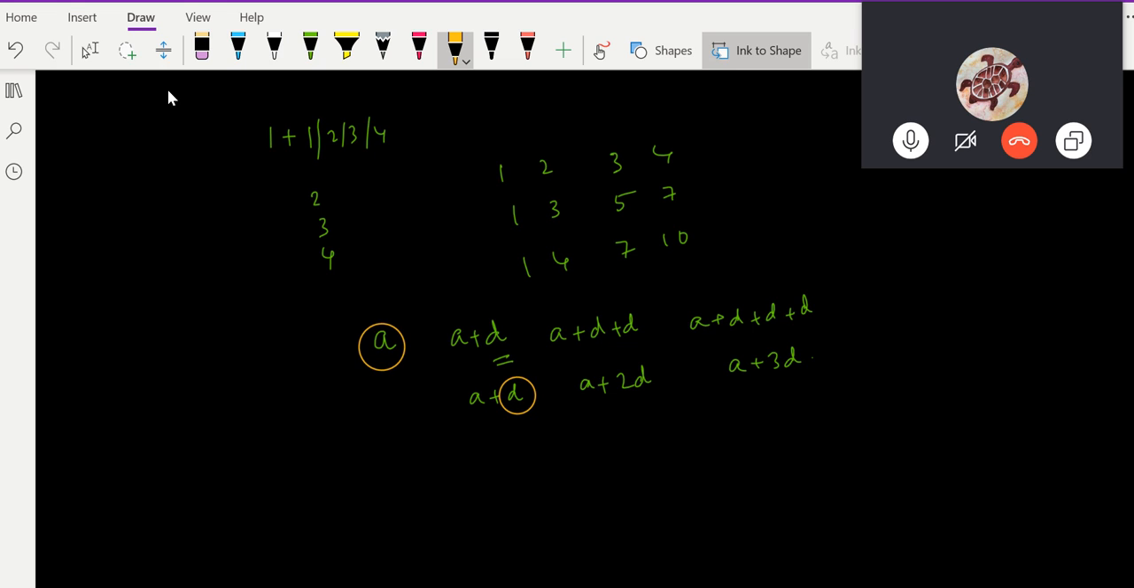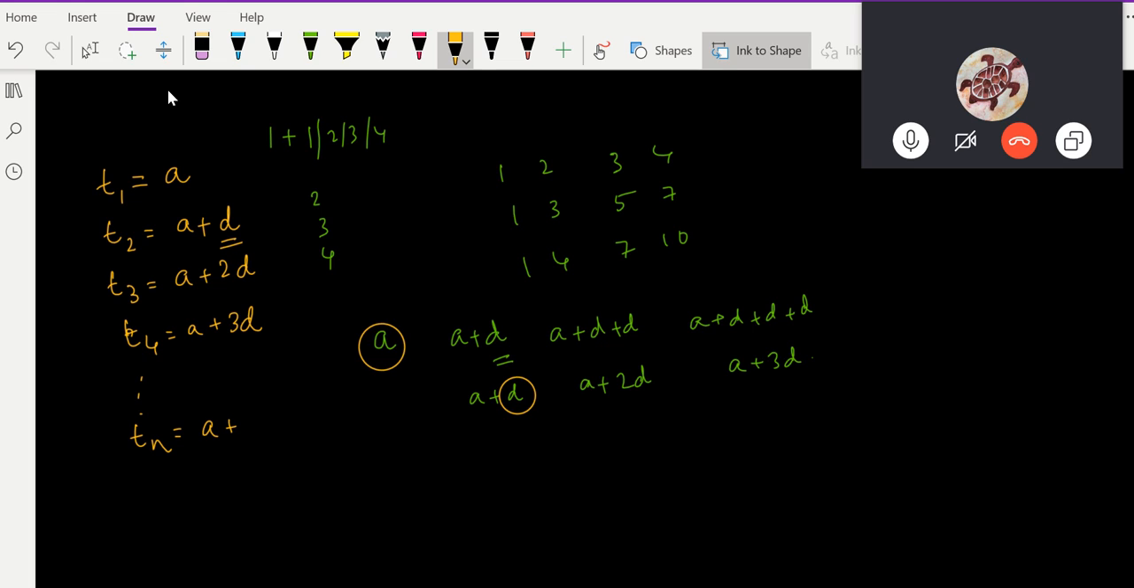So how do we do that? The first term is denoted by T1. T1 means first term, right? That is A. T2 is A plus D. This is a common difference. T3 is A plus 2D. T4 is A plus 3D. So if I take the nth term, this would be A plus ND.